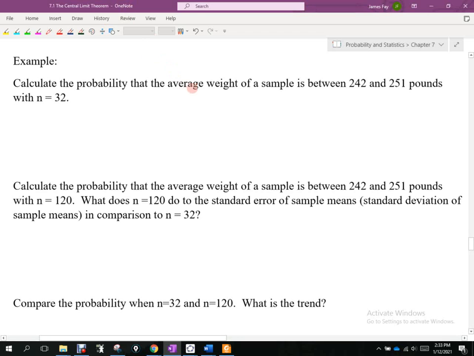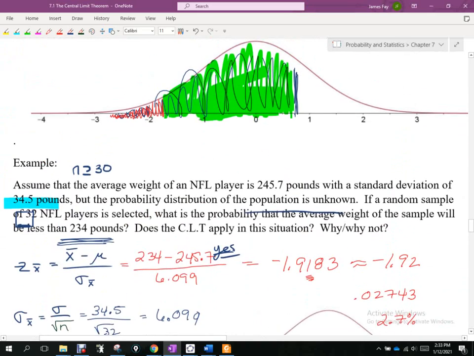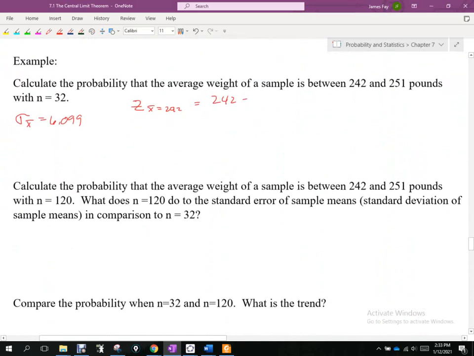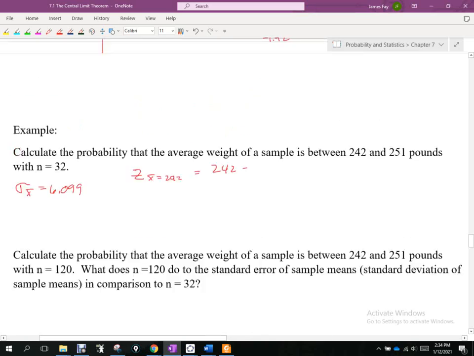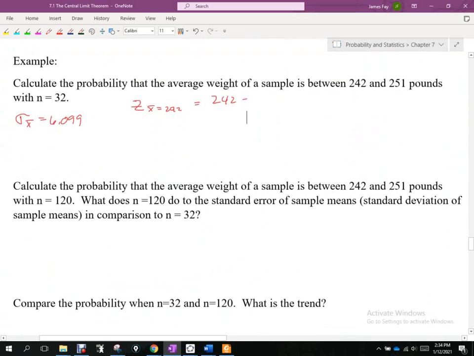Okay. So again, using n to be 32. What happened was your sigma sub X bar is still the 6.099 number, right? Okay. So the Z of X bar when X bar was 242 is equal to 242 minus our mean. No, sorry, mu is what I'm looking for, 245.7.